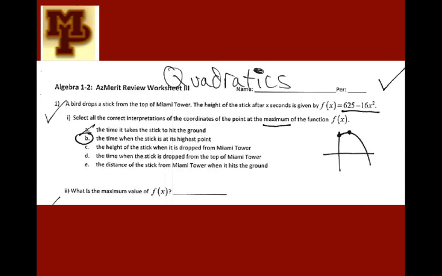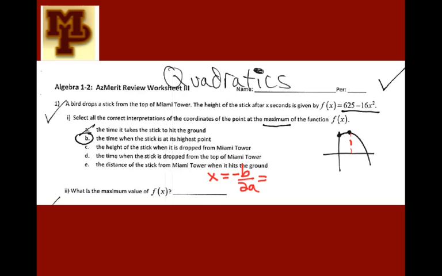Okay, our final review is quadratics. So let's see. If this is our function, then one of the coordinates of the maximum would be the time it takes to get to the maximum point. What is the maximum point? So we would actually need to calculate this. I need to work it. So it's going to be negative b over 2a is when it actually occurs.